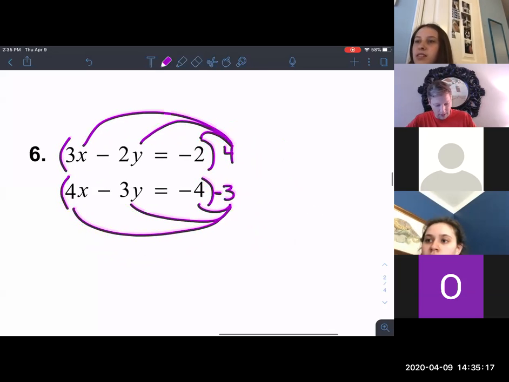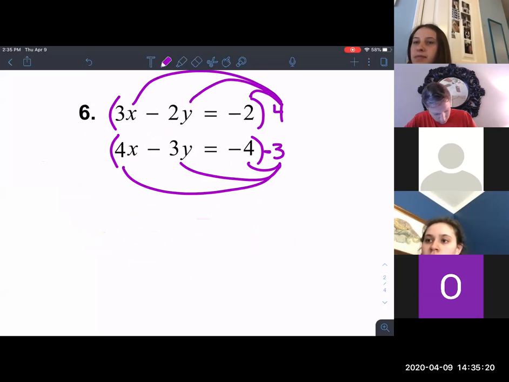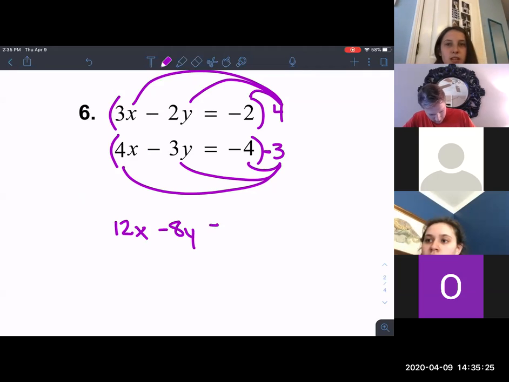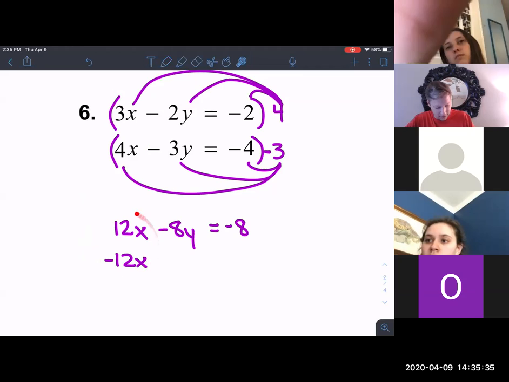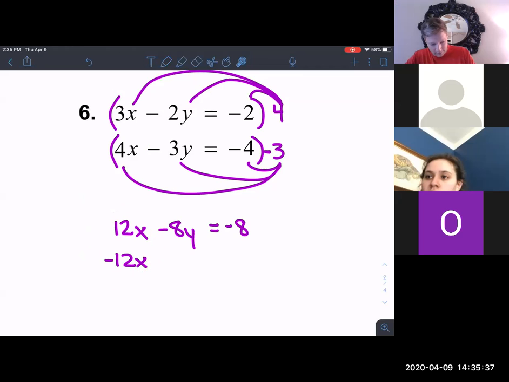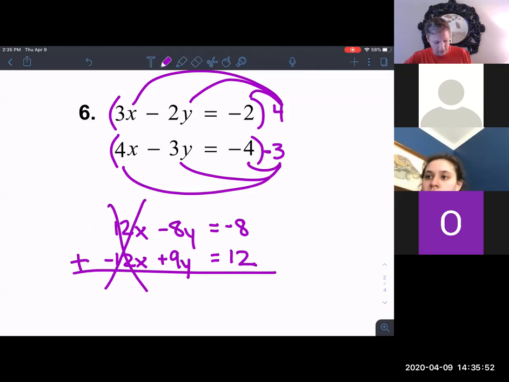So that would give me the equations 12x minus 8y equals -8. And on the bottom, I would get -12x. There's our opposite coefficients. They're the same number, different sign. And then -3 times -3 is positive 9y. And then -3 times -4 is positive 12. Right there. Okay, so now we're ready to add these together. These would cancel and we would get an answer for the y's.